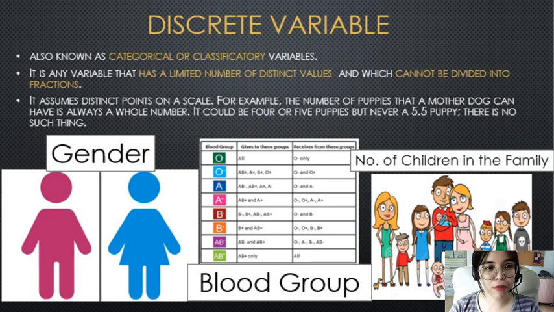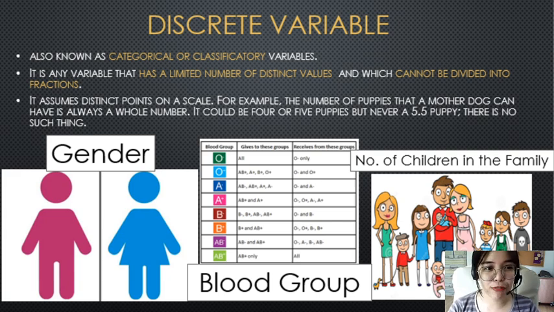The third type of variable is this one. Okay, the discrete variable. When we say discrete variable, ang keyword mo naman dito, it is categorical, okay, or classificatory variables. So, ibig sabihin, category. Okay, there is a category. Pag may category, that is a discrete variable. Yun lang yung tatandaan mo doon.